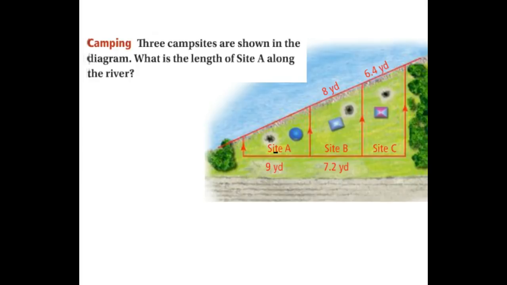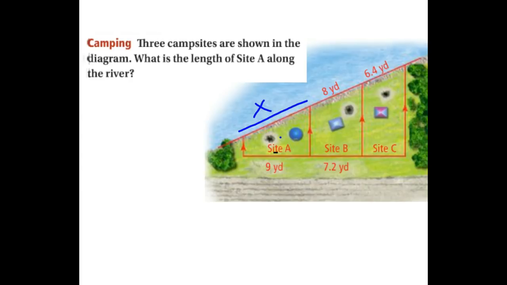It says 3 campsites are shown in the diagram. What is the length of site A along the river? So we've got a river, we've got a road, we've got 3 sites A, B, and C. So site A is here, and then along the river, we don't know. I'm going to call that X.